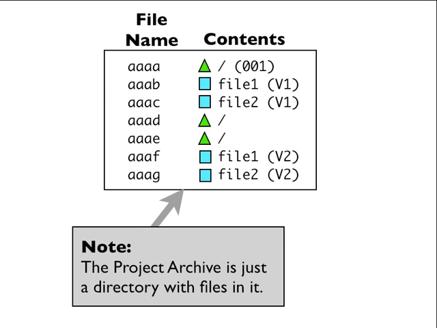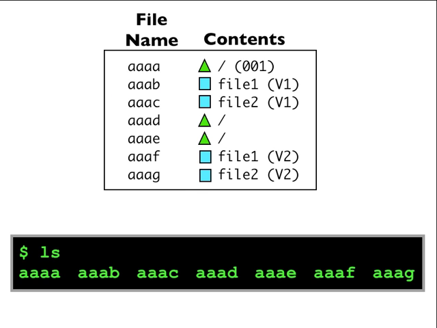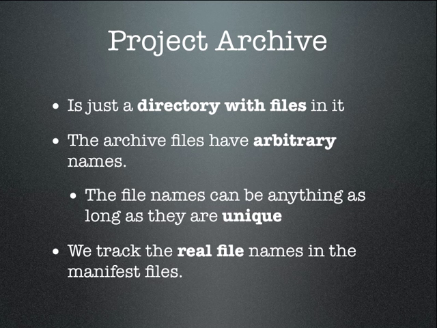So now our project archive is just a directory with files in it. In fact, we could make that our current directory and do an ls command in there, and we would just see the list of the files right there, and then we could dump them out and look at them and do anything we want to with them. So now our archive, instead of being a list of tar files that we've saved snapshots to, is just a directory with files in it. The files in that archive have arbitrary names, and the names can be anything that we want them to be as long as they're unique. And we track the real file names in the manifest files.